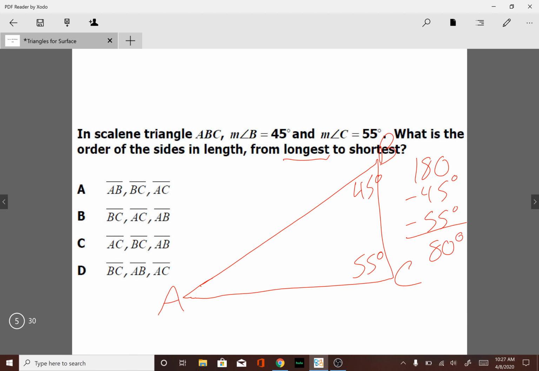Or no, ooh, Mr. Rogue is making a mistake already. Maybe, possibly. No, that's 80. So we know the order of the side lengths from longest to shortest. Well, 80 is the biggest angle. That means BC is going to be the longest side. And then since 55 is our middle one, that means AB must be our middle side. So we're looking for D.